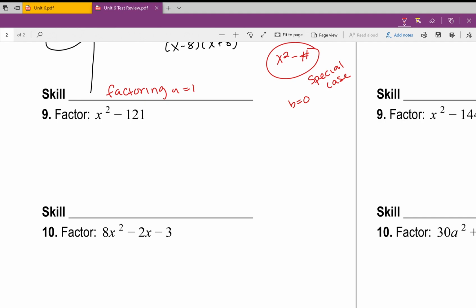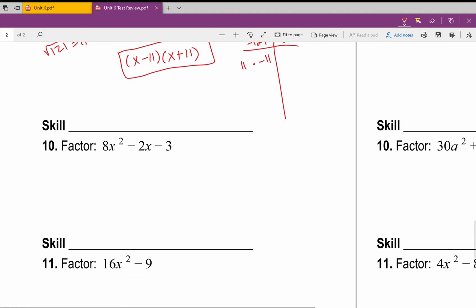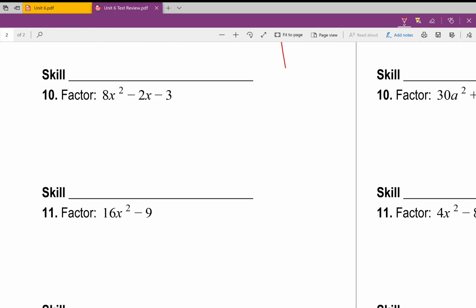So remember, if I have x squared minus a number, just like I have here, I can take the square root of that number. So the square root of 121 is equal to 11. So my answer is x minus 11, x plus 11. Because my goal was to find two numbers that multiply to negative 121 but add to 0, which is 11 times negative 11. So again, you could do this factor by grouping, or you can use the special case method and know that you just have to take the square root of c, that number. Okay, let's look at number 10. Number 10 is factoring when a is greater than 1.